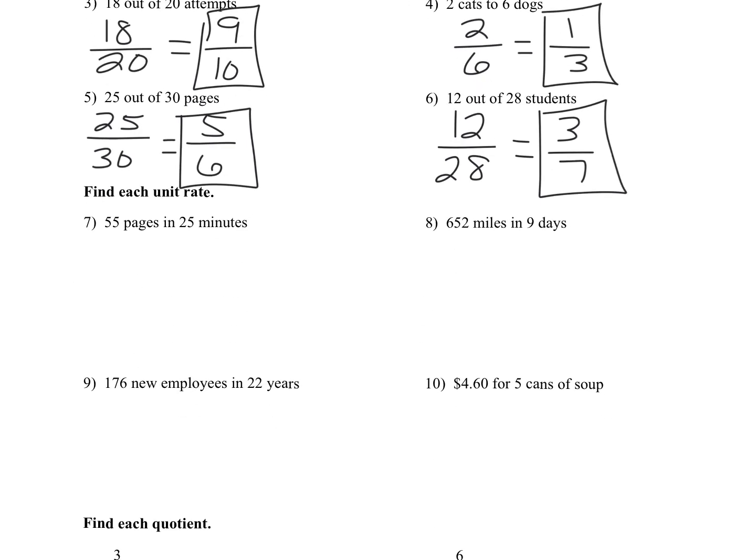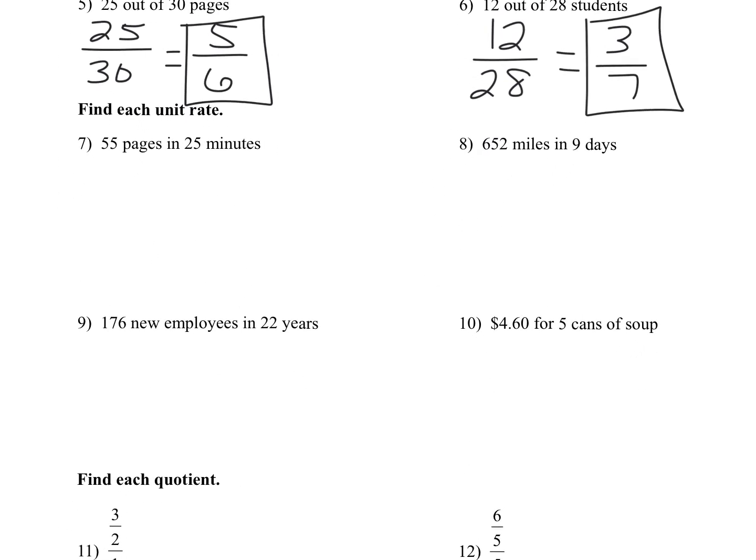Moving on to the second section of unit rates. Can anyone tell me what a unit rate means or what its value is? The rate that something is happening. So rate is as something's happening. What does unit mean? Like 1. What's the value? 1. So unit rate is the value of one thing.